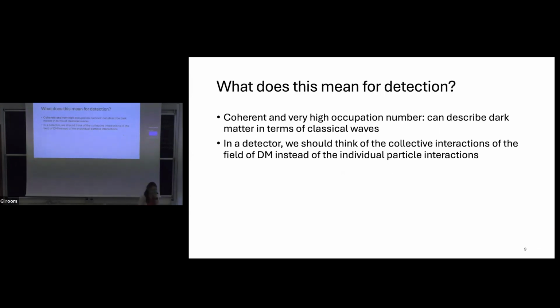Okay, good. So just to summarize, we have a coherent wave with very high occupation number, and so we can describe this field of dark matter just in terms of classical waves. And so we look at the collective interactions of this entire field instead of these individual particle scatterings.